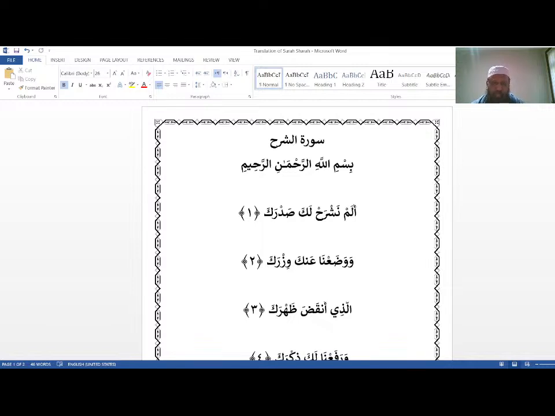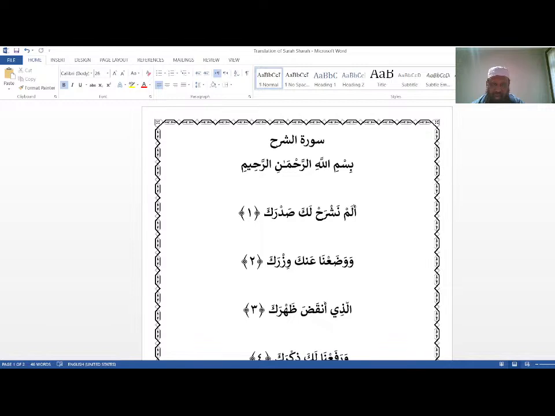nashrahu, and what is the fi'l madi? Sharaha. So sharaha yashrahu is from bab fataha. Fataha yaftahu matches. So it is from the group of fataha.